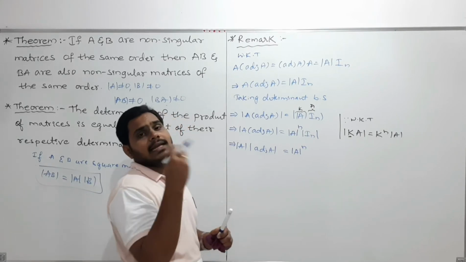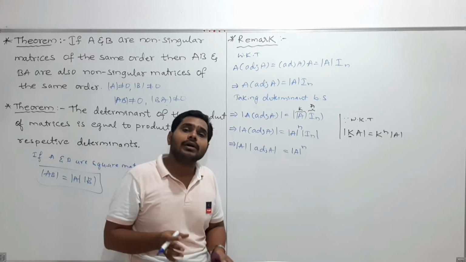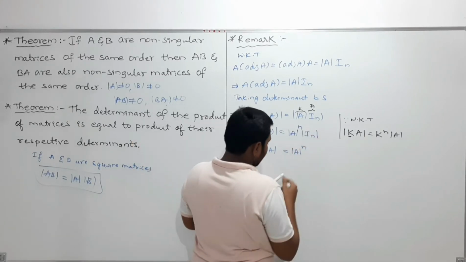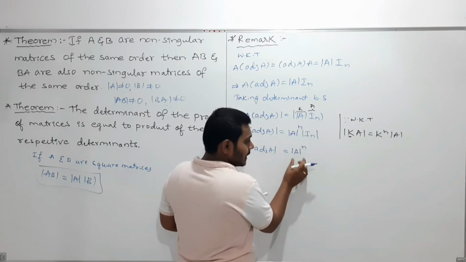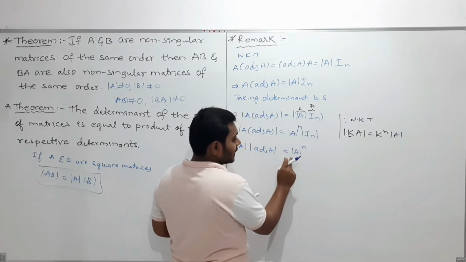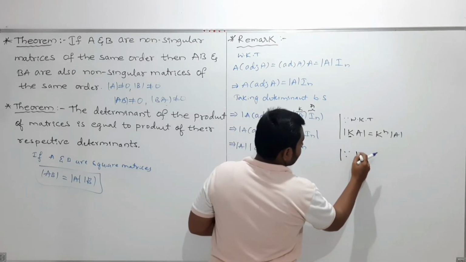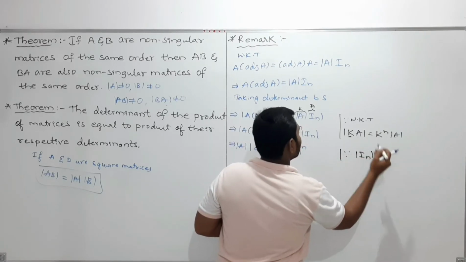If you consider any identity matrix of any order, the value of the determinant is equal to 1. So determinant of I_n is equal to 1. 1 into anything is itself. So therefore I am writing here determinant of A to the power n. You can write here determinant of I_n is equal to 1.